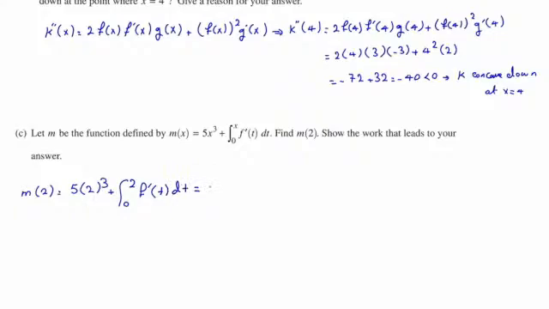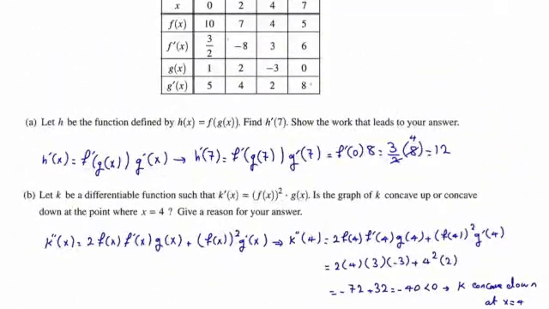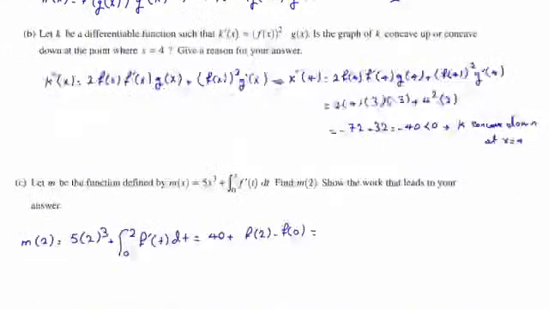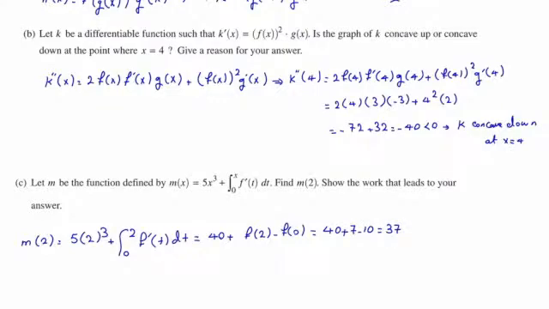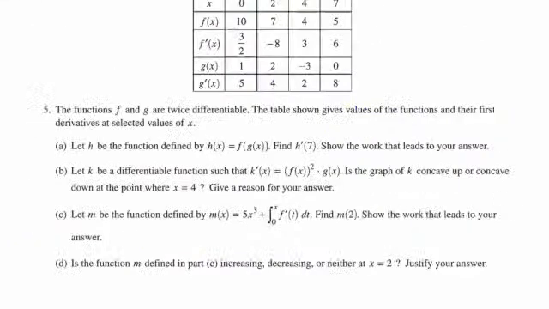5 times 2 cubed is 8, 5 times 8, 40, plus integral from 0 to 2 of f prime of t dt. It will be f of 2 minus f of 0. If we use our table, f of 2 is 7, f of 0 is 10. So 7 minus 10. 40 plus 7 minus 10. 7 minus 10, negative 3. 40 minus 3 will be 37. Okay, so the answer for part C is 37.